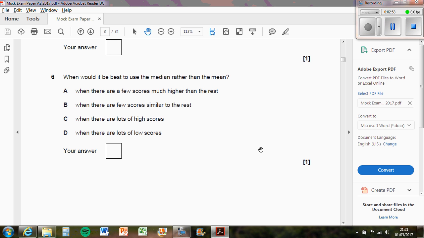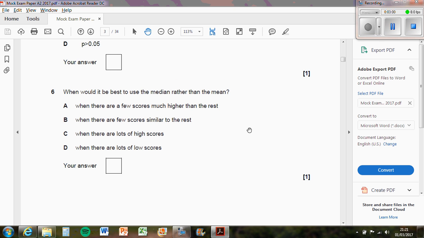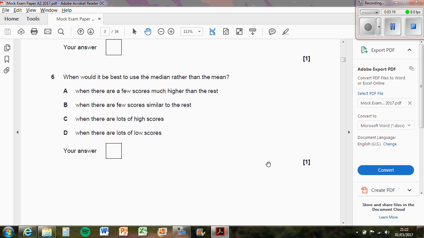Number 6, which would be best to use the median rather than the mean. So you use the median when there's an outlier. So which one of these means that there's an outlier? When there are lots of low scores, there's no outlier there. When there's lots of high scores, there's no outlier there. When there are a few scores much higher than the rest, that would be the answer to this question. There are a few of them that are very different from the others, so there must be some outliers there, so you'd use the median.